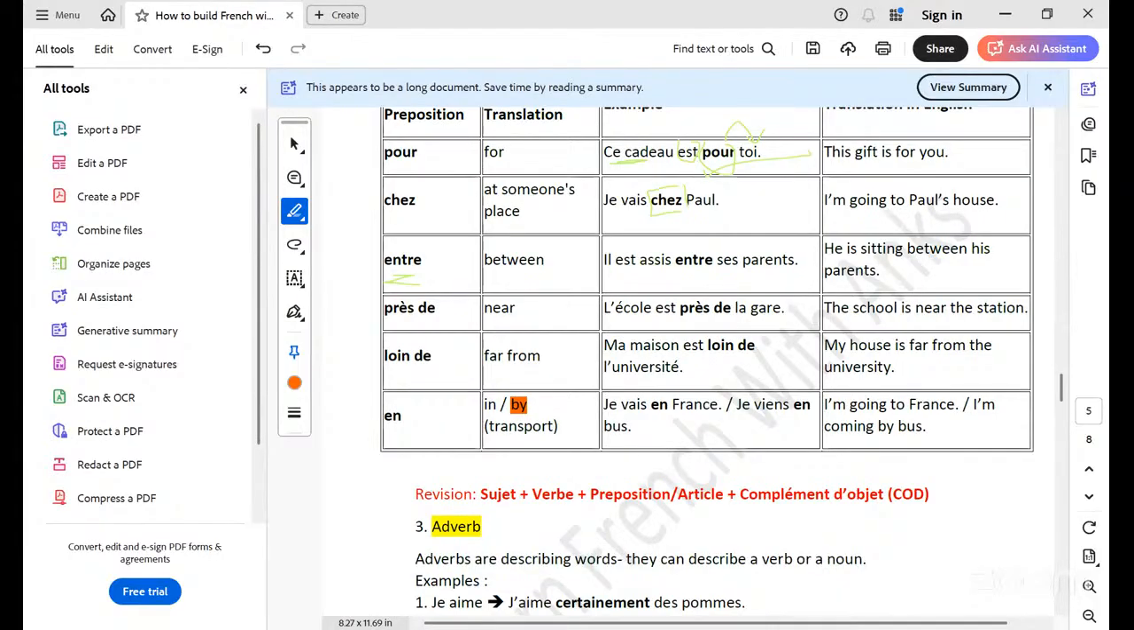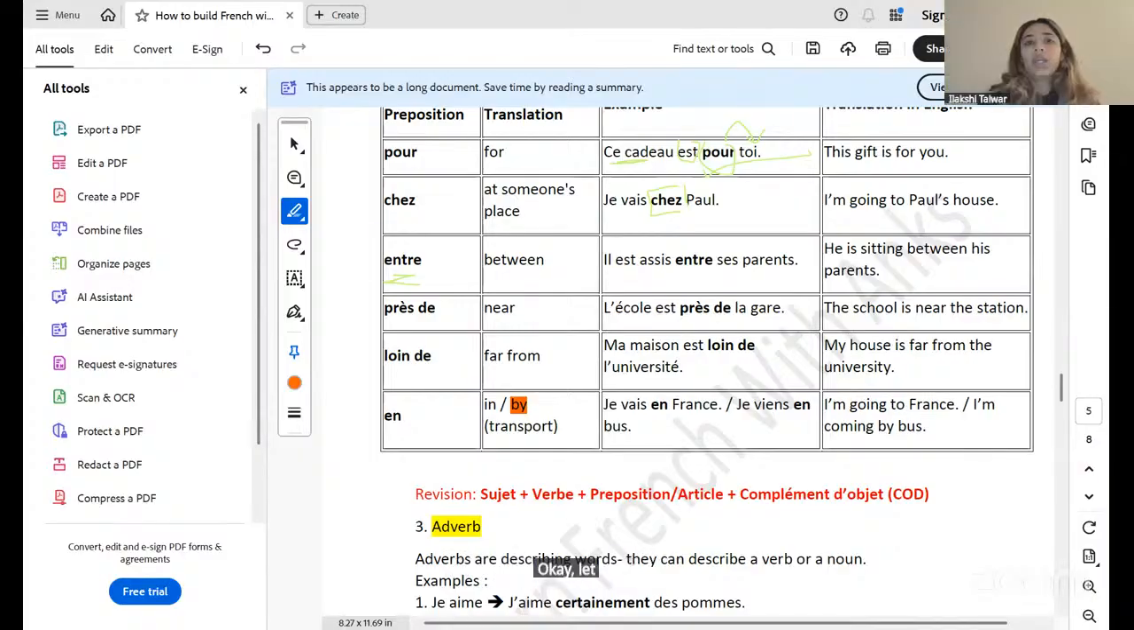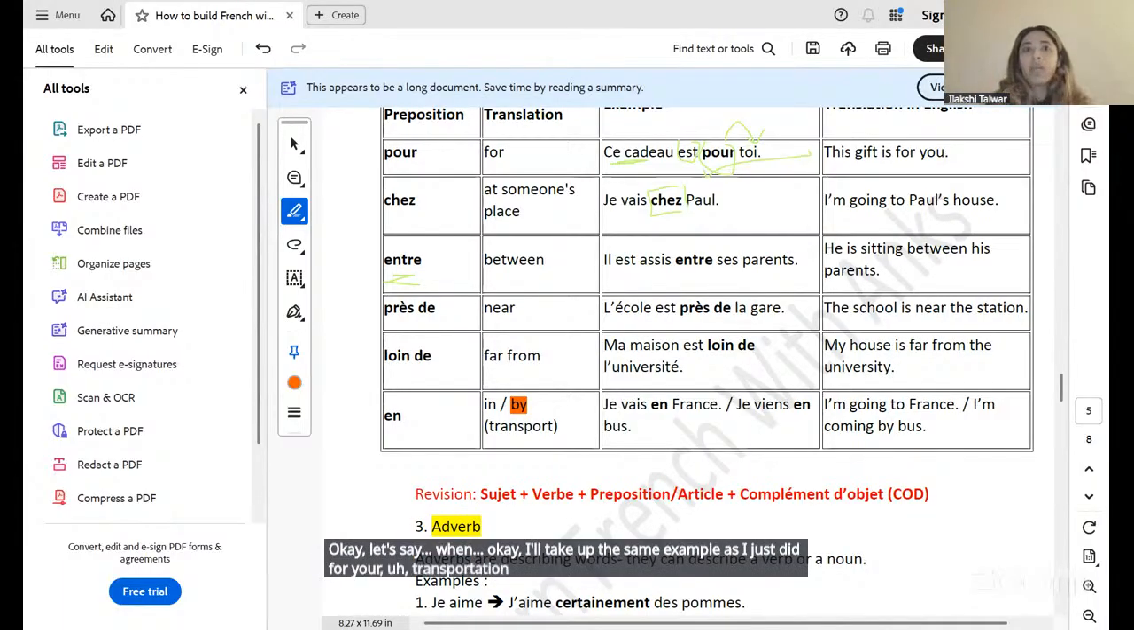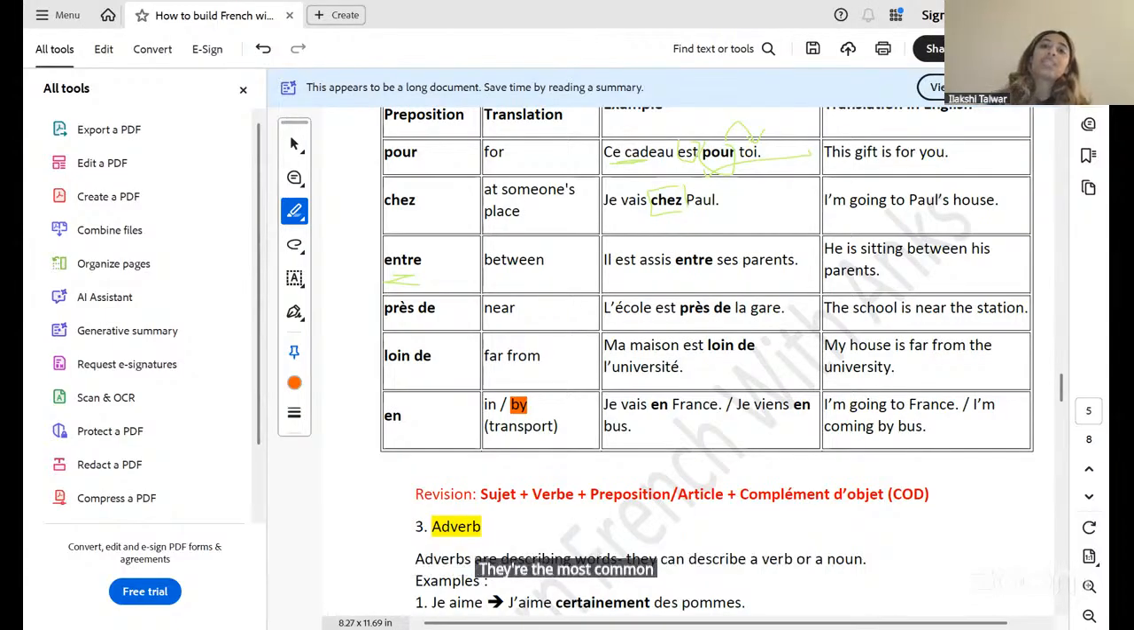Yeah, I also have a question because we also use "par" for "by", like by something else. So I just want to know the difference between "par" and... Okay, I'll take the same example I just did for transportation. Now, "en" and "à" are the most common ways to express how you travel.